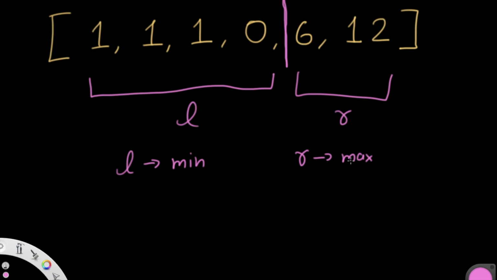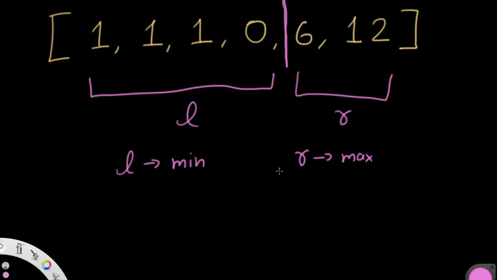So what's the reasoning behind this? It's pretty simple. Everything in left is less than or equal to everything in right. That tells us that the smallest value cannot be in the right subarray, and in the same way, the maximum value cannot be in the left subarray. So L is always going to have the minimum value and R is always going to have the maximum value. That's one thing we know for a fact.